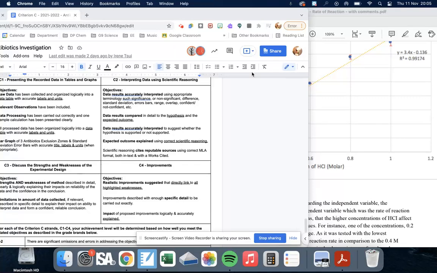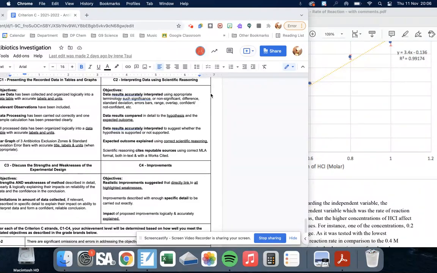The next part of Criterion C is strand C2, interpreting data using scientific reasoning. The key here is that you interpret the data accurately, first of all, and that you reference the data and you explain what kind of conclusions you can draw from your data, trying to reference specific numbers or reasons for that interpretation. You also want to compare your results back to your hypothesis or your expected outcome.